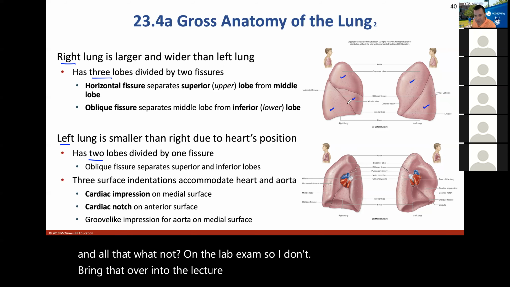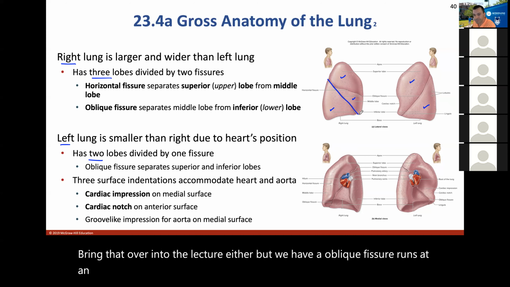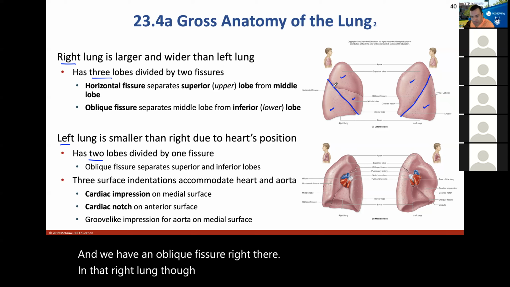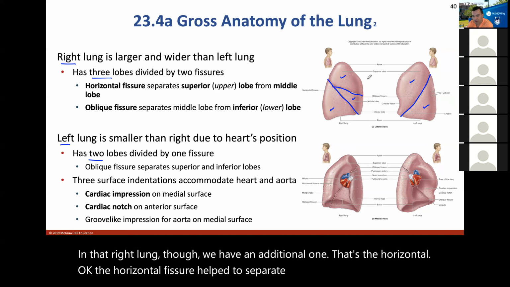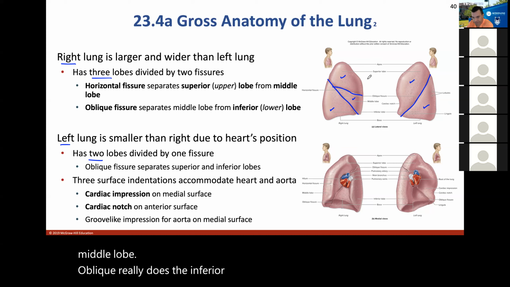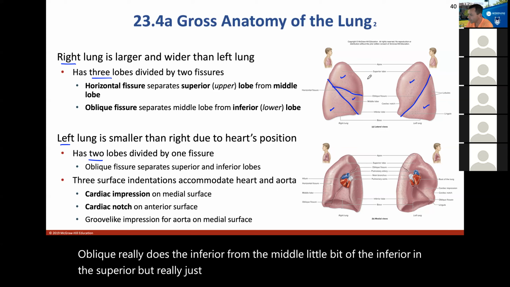But we have an oblique fissure, runs at an oblique angle. And we have an oblique fissure right there. In that right lung, though, we have an additional one. That's the horizontal. Okay. The horizontal fissure helps to separate the superior lobe from the middle lobe. Oblique really does the inferior from the middle. A little bit of the inferior and the superior, but really just the inferior and the middle lobe.